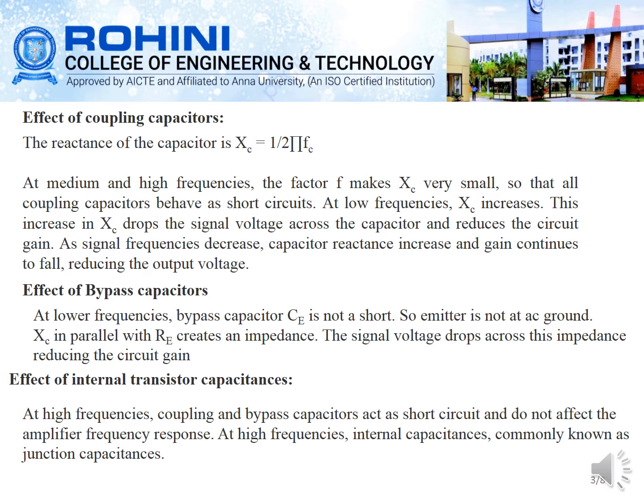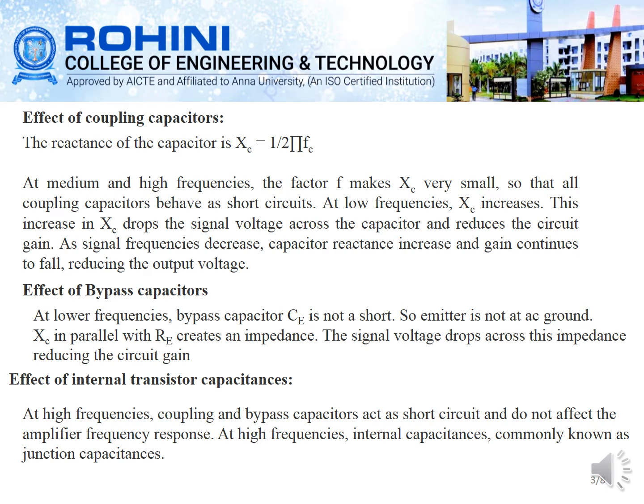This increase in the reactance drops the signal voltage across the capacitor, and then it reduces the circuit gain. Whenever there is a decrease in the signal frequency, the capacitor reactance increases and the gain continues to fall, so that it reduces the output voltage. And here is the effect of the coupling capacitor.